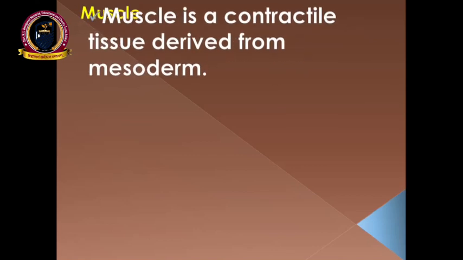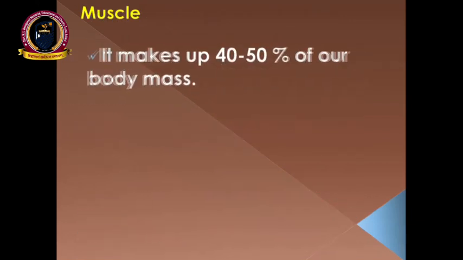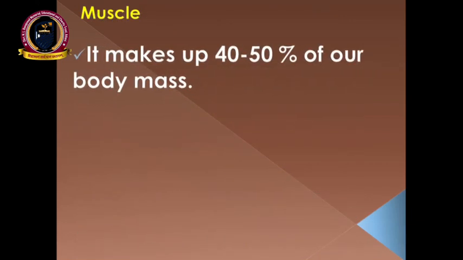Muscle is a contractile tissue derived from mesoderm. So it develops from the embryonic mesoderm. It is a tissue originating from mesoderm, and it makes up 40 to 50% of our body mass. So the flesh in our body is nothing but muscles.